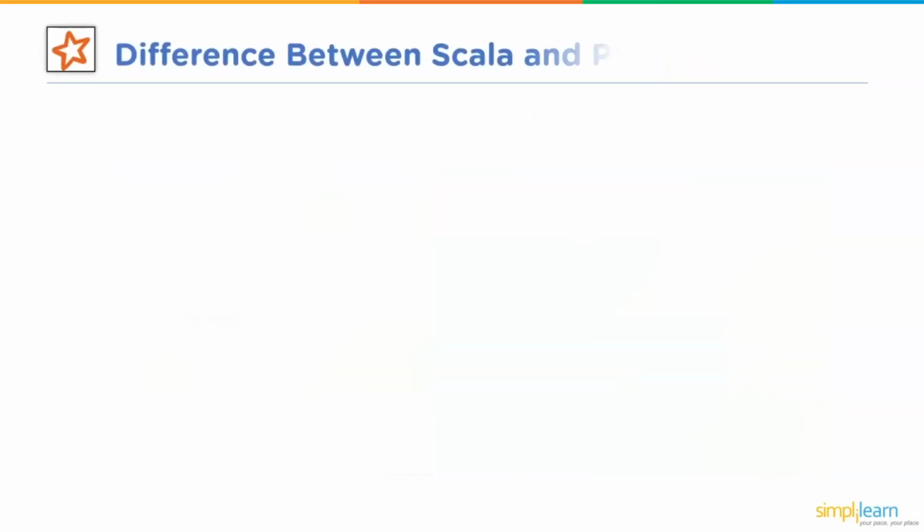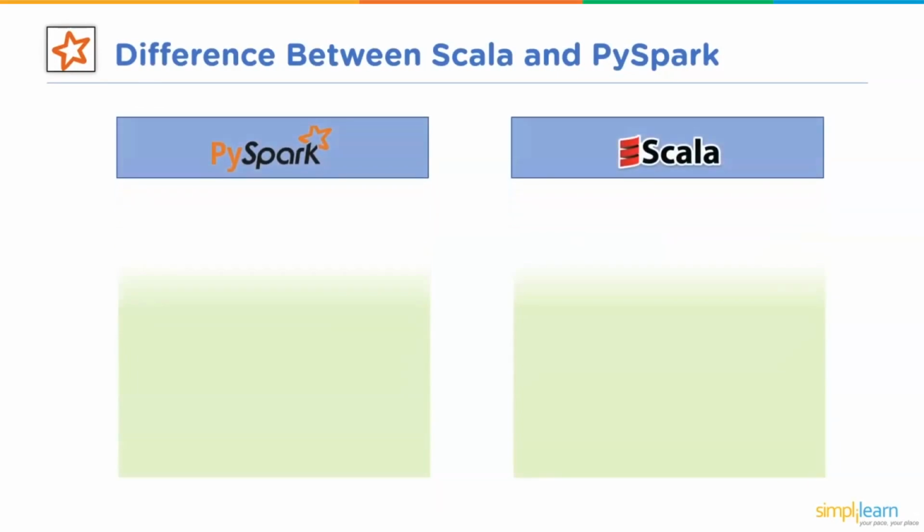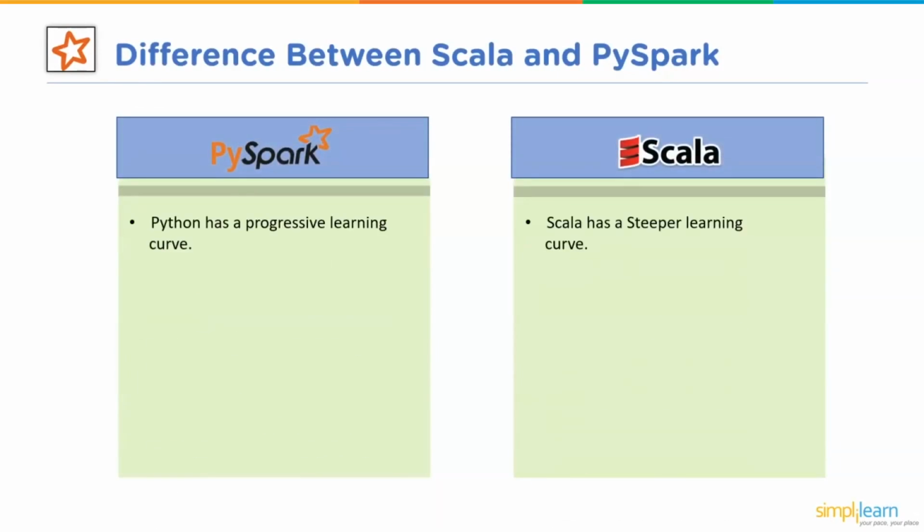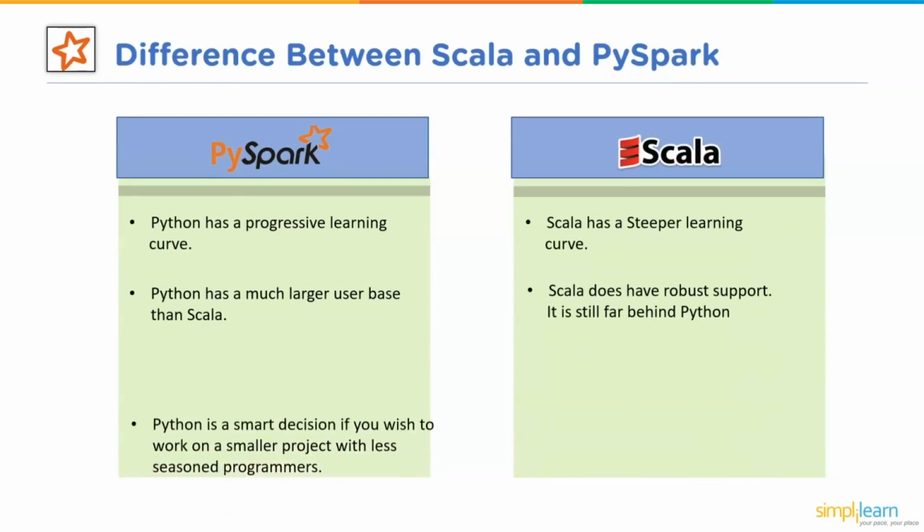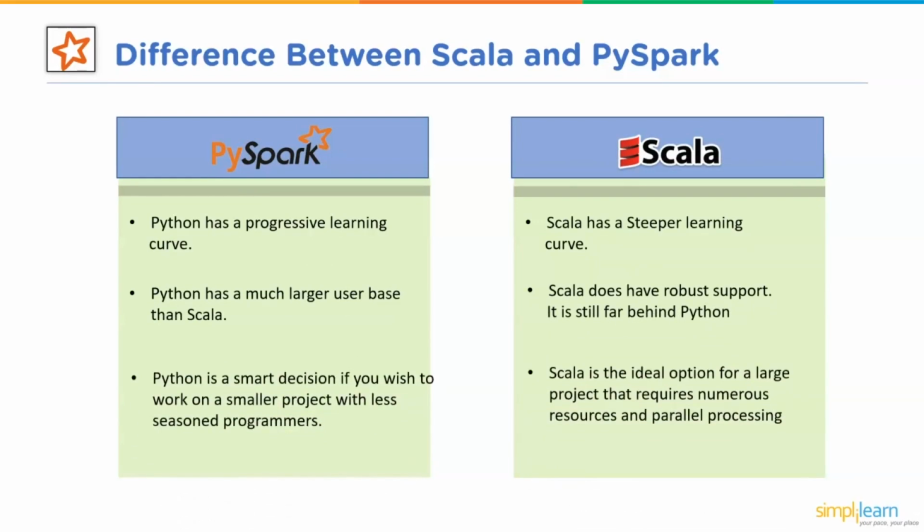Now, what's the difference when it comes to a learning curve? It's typically easier to learn Python than Scala if you are just a beginner in any of the languages. Python has a progressive learning curve, but once you get the hang of it, you can use the same simple syntax you started with to do the advanced task.